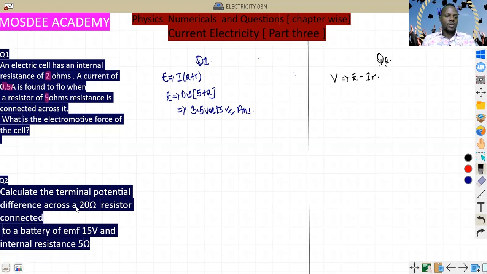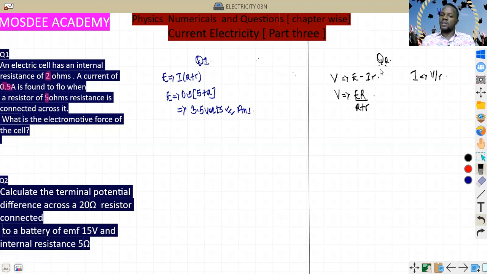Now, in this question we are looking for the terminal PD. We have the big R, which is 20 ohms. I know V equals IR, and I can write this formula in another way to remove I. Remember, from Ohm's law, I equals V over R, and I equals E over R plus r. So I am going to have V equals E times R over R plus r. It is also a direct formula you can keep in mind, which was extracted from that formula.